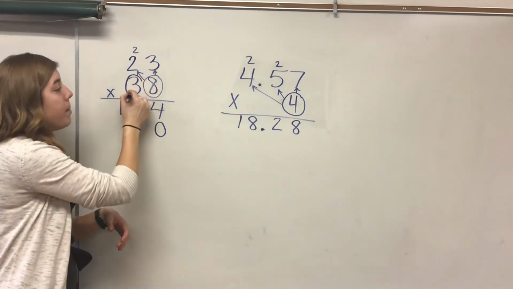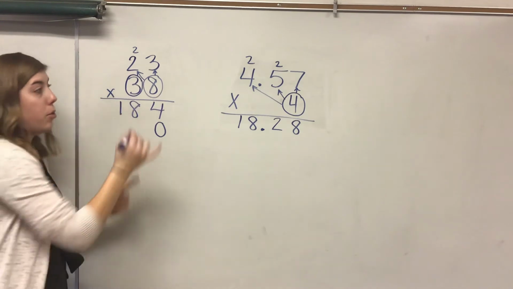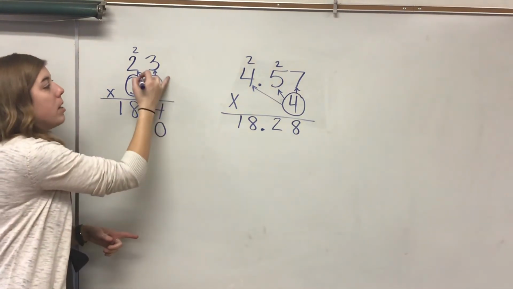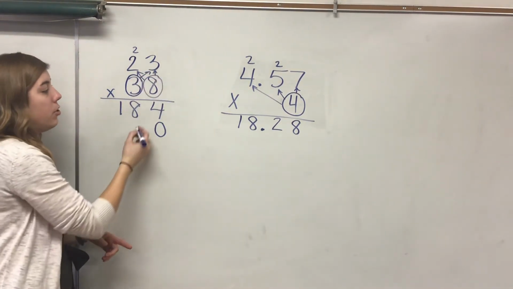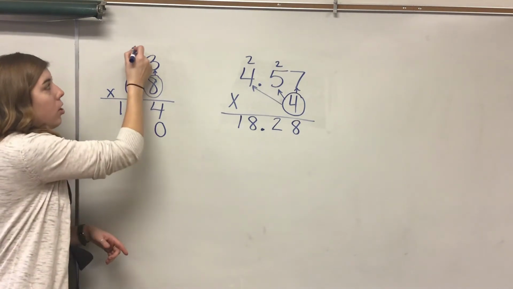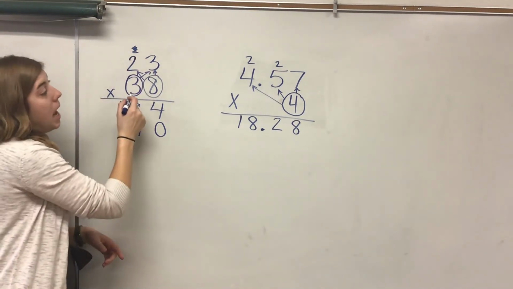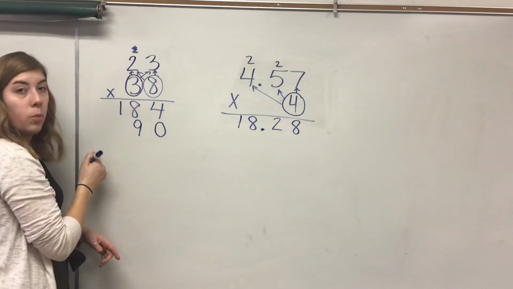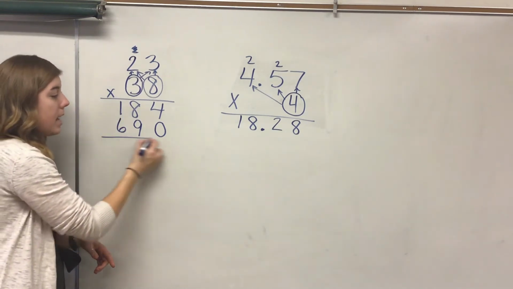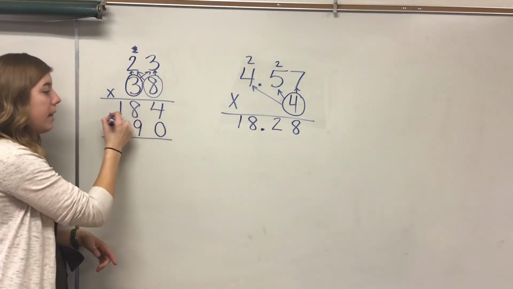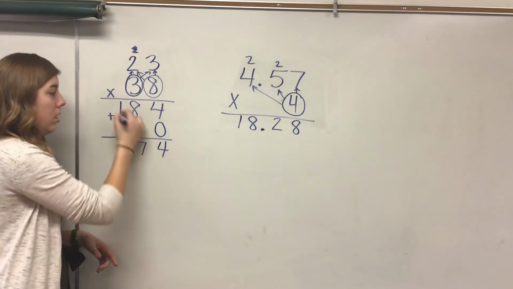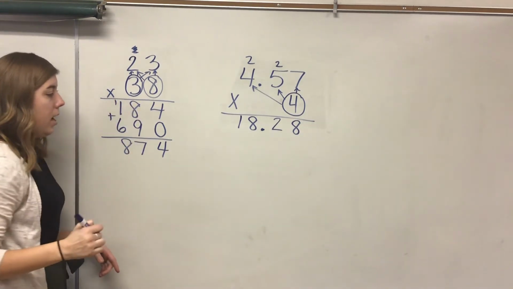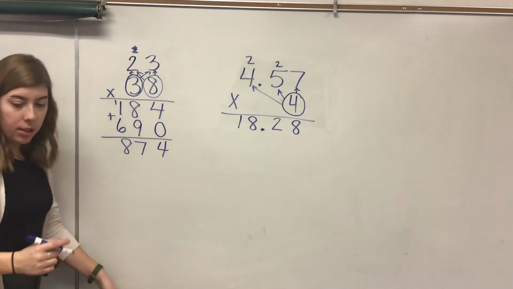I'm now going to repeat the same process with the 3, so 3 times the ones place, just like how we did with the 8. 3 times 3, which is 9. I'm going to cross this guy off since we used him already. Now I'm going to do 3 times 2, which is 6. At the end, I take these two numbers I've gotten and I just add them together. 874.